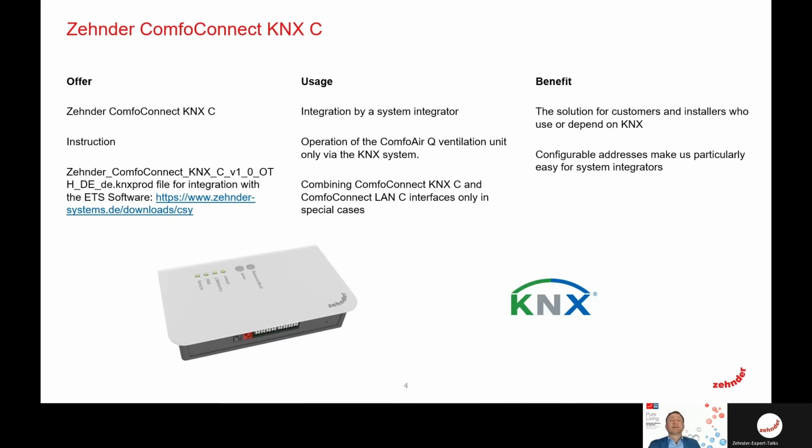How is it typically used? KNX is typically integrated by a system integrator. The system integrator programs the whole KNX system via the ETS5 software and will integrate the gateway and therefore the ComfoAir Q. The operation of a ComfoAir Q in such a case will be done 100% via the KNX system. So schedules, sensors, and operation can be done via the KNX system. At the same time, there is also a scenario that you connect the ComfoConnect LAN C gateway, but this is typically not combined. It's especially for service and maintenance that this can be done. So if you are in KNX, you're in KNX.